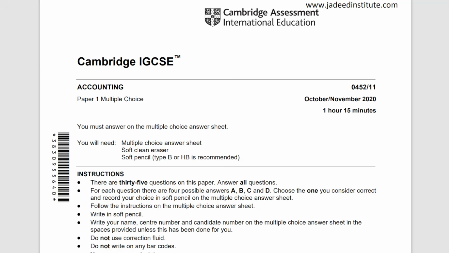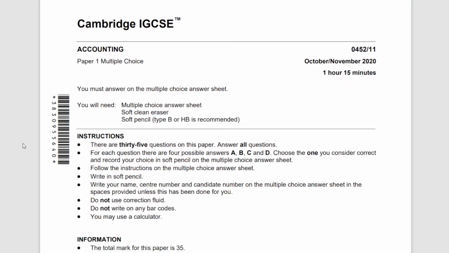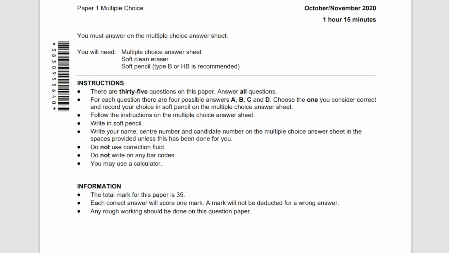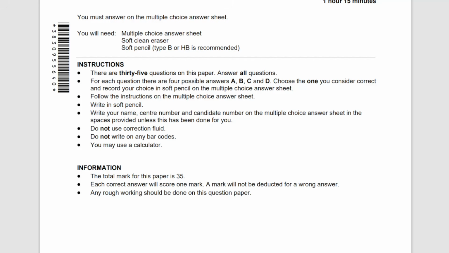Today we're going to solve an IGCSE accounting past paper, question paper 1-1 from winter 2020. It has 35 MCQs according to the new exam format. Your paper 1 has 35 MCQs and your paper 2 has some structured questions. 1 mark each. You must attempt all of them, obviously. Attempt the ones you know for sure, and then do some guesswork with the ones you don't know, right? Obviously, a mark will not be deducted for a wrong answer, and each correct answer will score 1 mark.